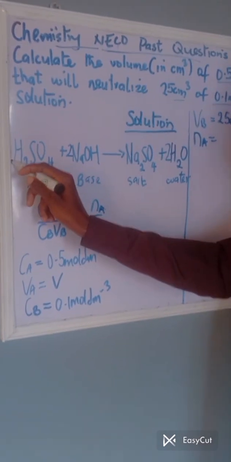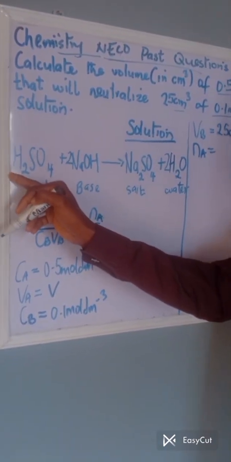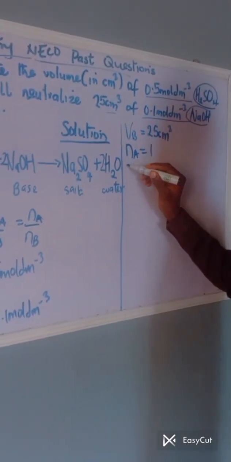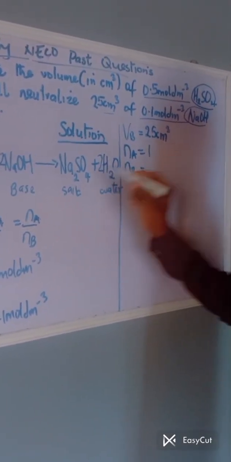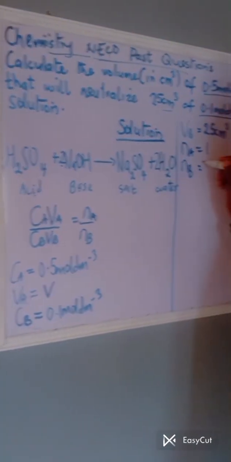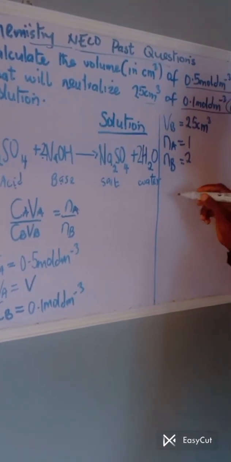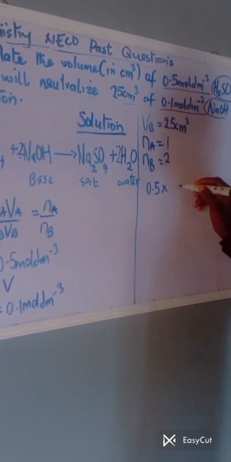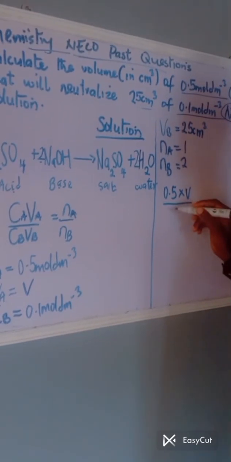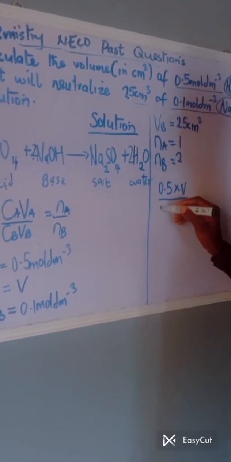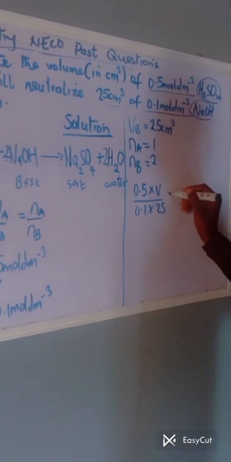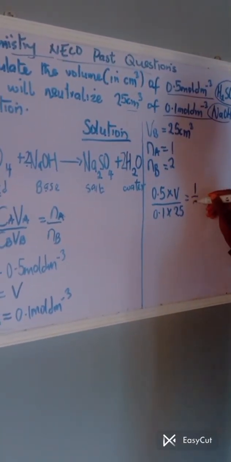A is for the acid and the number of moles of the acid, that's the number in front of it. Of course, there is no number, so when there is no number, it's 1. Just like in maths, if you see x, we have an imaginary 1. Now, Nb, let's check our base. The number in front of it is 2. So let's slot this into our formula. So we have 0.5 times your Va, that's what we are looking for, V, all over your Cb, that's 0.1 times your Vb, that's 25, equals to your Na, that's 1, over your Nb, that's 2.